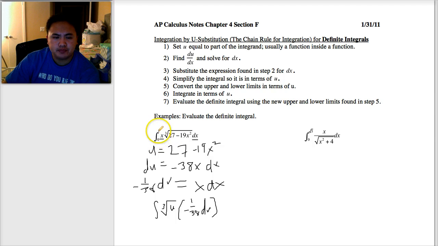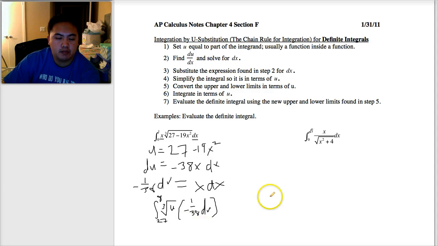You take each number and plug it into your u equation to get what the new bounds are. So if I plug 0 into my u equation, 19 times 0 is 0, and 27 minus 0 becomes 27. All I did was plug 0 in for x in my u equation. Now let's do the upper bound. If I plug in 1, I get 19 times 1 squared, which is 19, and 27 minus 19 is 8. Somebody might be confused because initially the top was a bigger number than the bottom and now it's flipped. It's okay. I'm just doing the u substitution and that's how I get it.